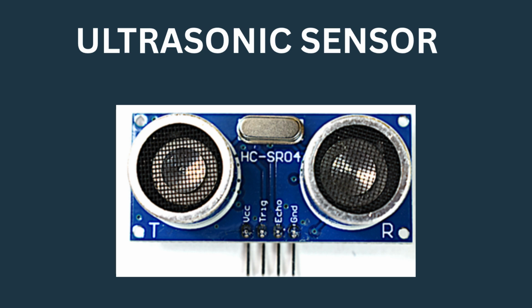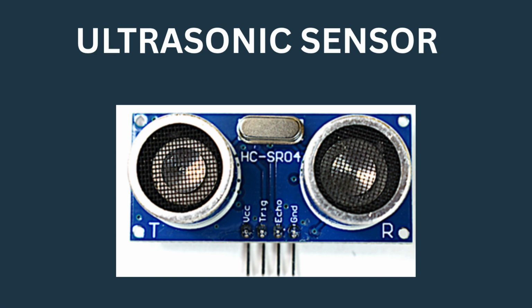Next one is the ultrasonic sensor. These sensors are mainly used for measuring distances. It has a four-pin configuration: VCC, ground, trigger, and echo pin. The trigger pin sends very high frequency sound waves. If it hits an object, the sound bounces back and the echo pin receives it. The time taken is converted into a distance.